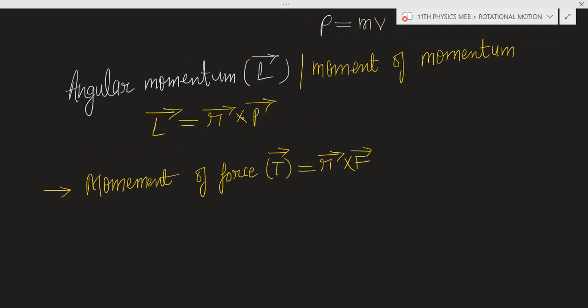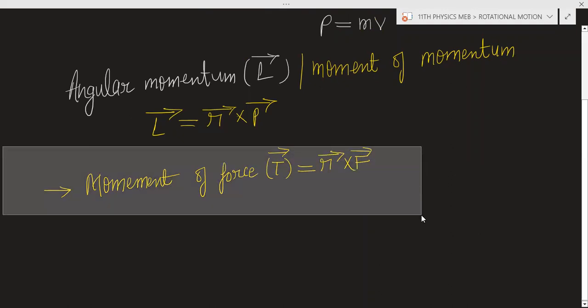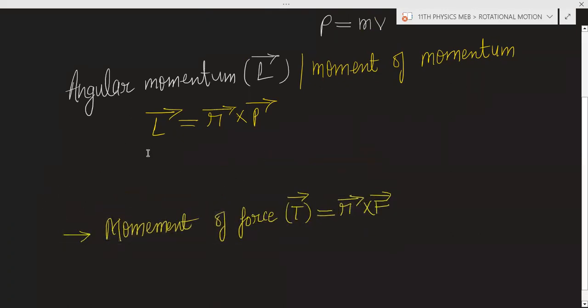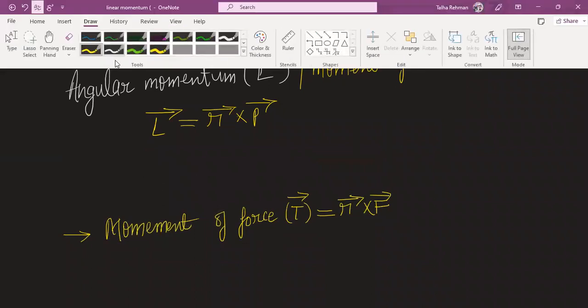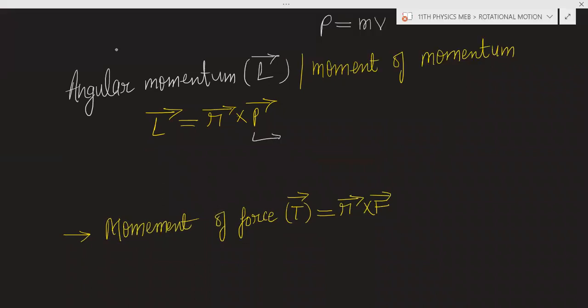Okay, and what is P? P is the linear momentum here. L is the angular momentum, R you know, and this is a vector quantity.